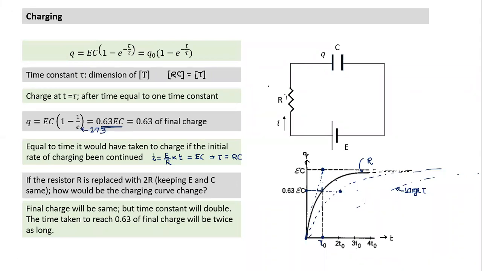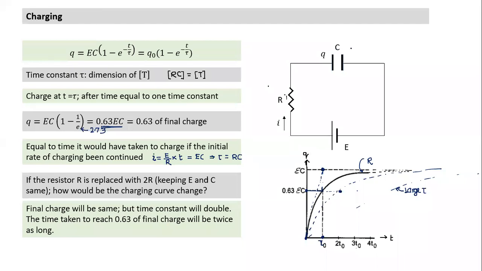And the time taken will depend on the resistance if we replace it. If the resistance is high, it makes sense that the rate of charging becomes slower. It will take more time to acquire whatever value of charge. So the curve will get shifted towards right. If the resistance becomes smaller, the whole curve shifts towards left.